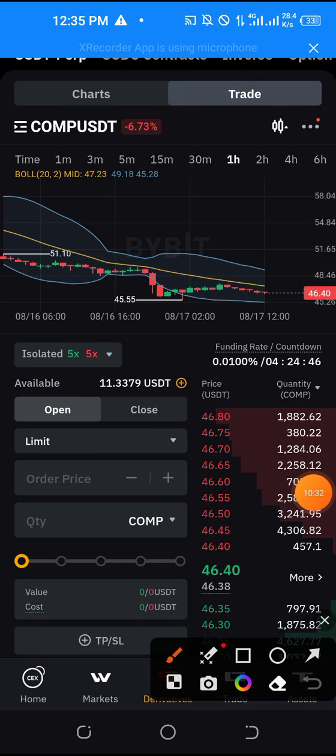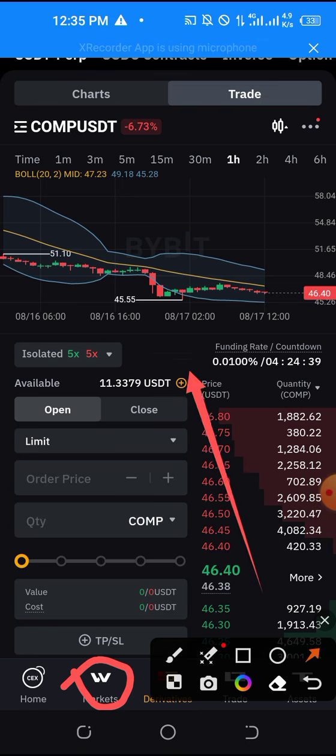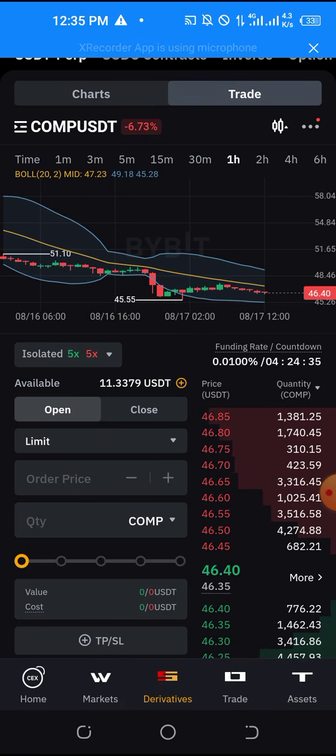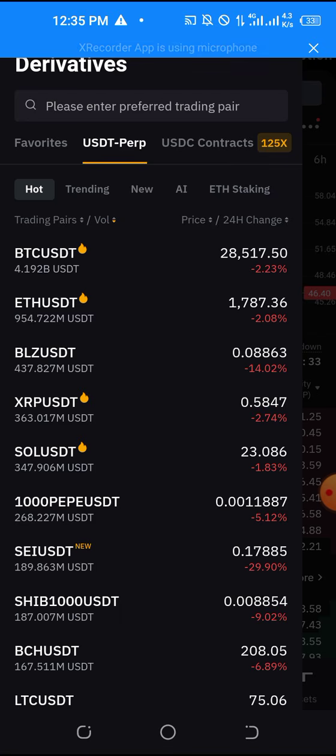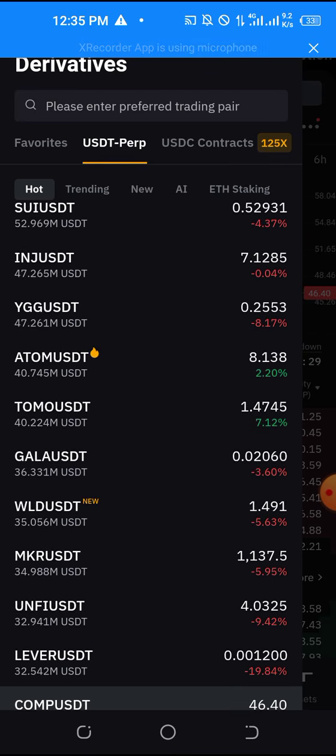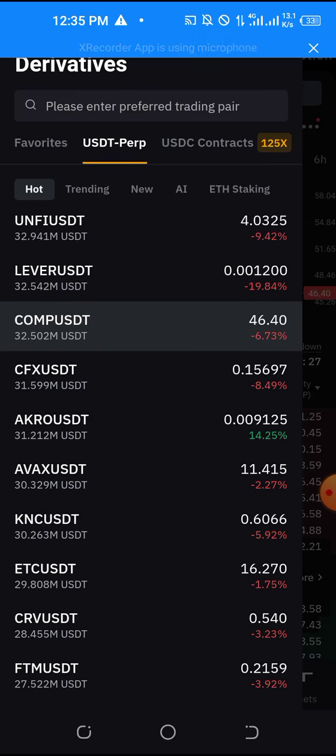Let me just quickly add this. Instead of clicking this market section here, just use this section. Just click here where this coin is to do your research. You click here, then these are the coins that you can trade on futures on the derivative wallet. So these are the coins you can trade.